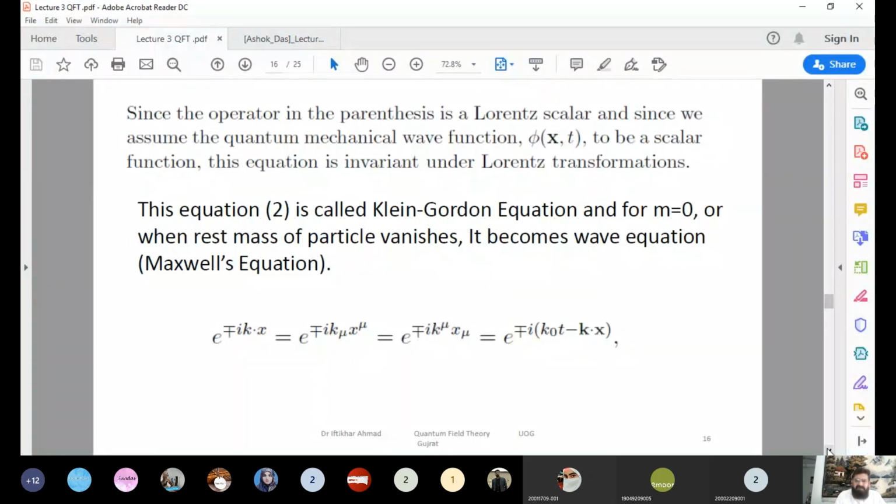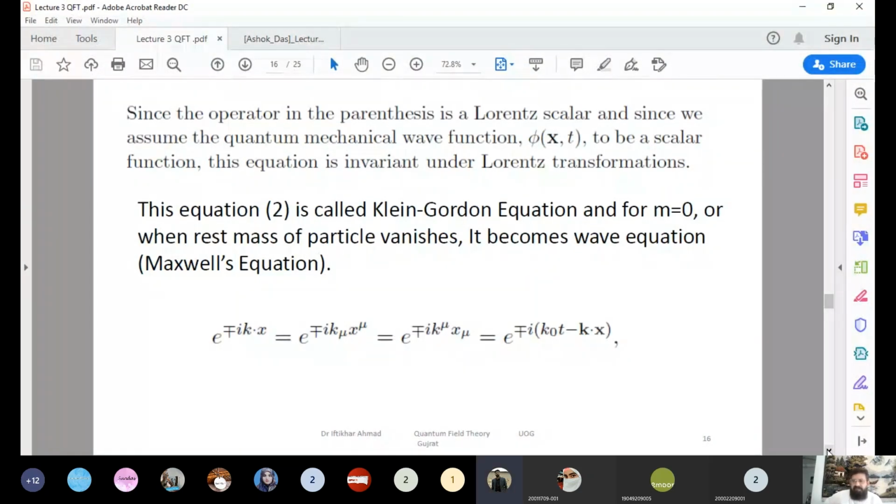Further, we move on and consider the wave function phi in the form of a plane wave solution. We assume the solution phi is equal to e raised to the power minus plus i k dot x. Here k is used as the eigenvector. And x is here, what is x?